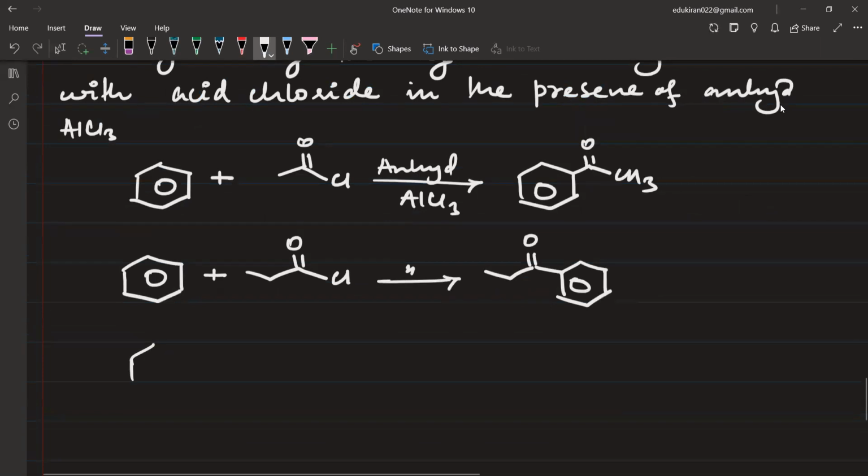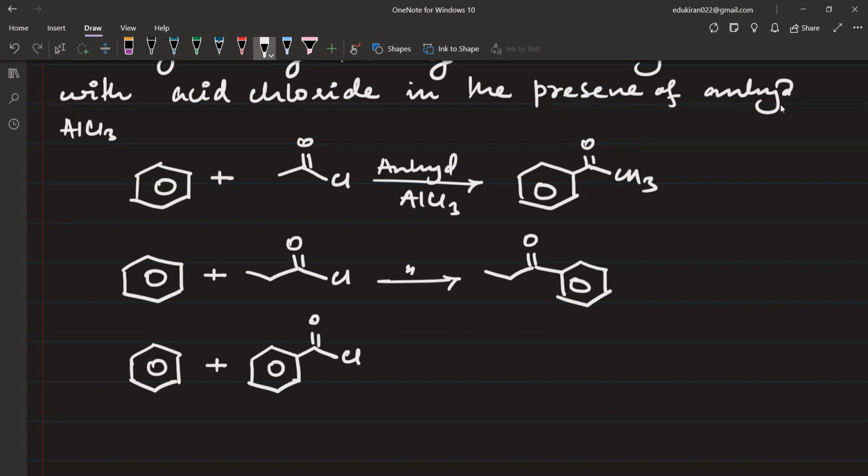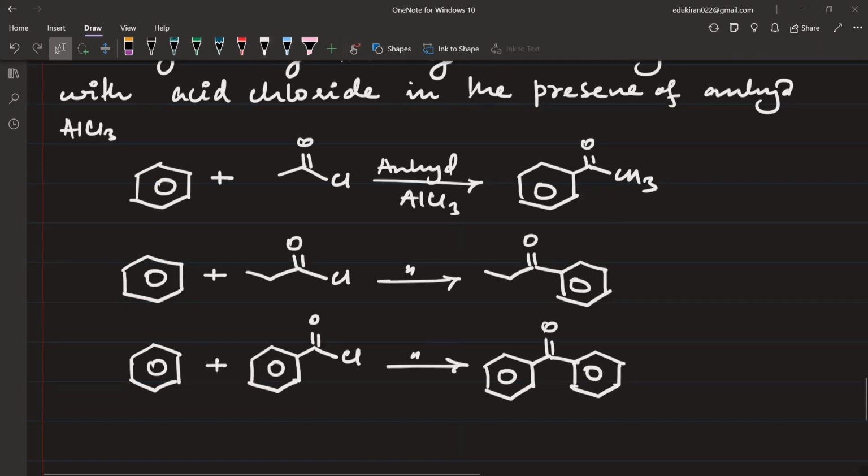You can also have benzene ring plus C double bond Cl, anhydrous AlCl3. You make the same thing, and the acid chloride you have, instead of chlorine you are going to write the benzene ring. Write it down fast.